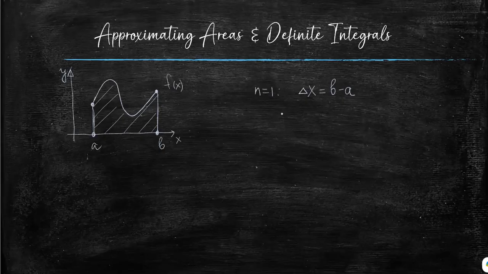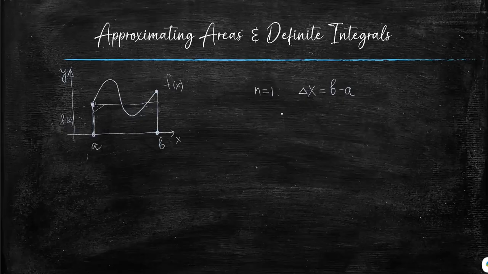Let me remove these lines, and let's take a look at how many different ways there are to construct a rectangle that spans from a to b. One way is we can use the left value, the output of the function at the left side of the interval, and construct a rectangle using f of a as the height, and approximate the area under the entire graph using this area.